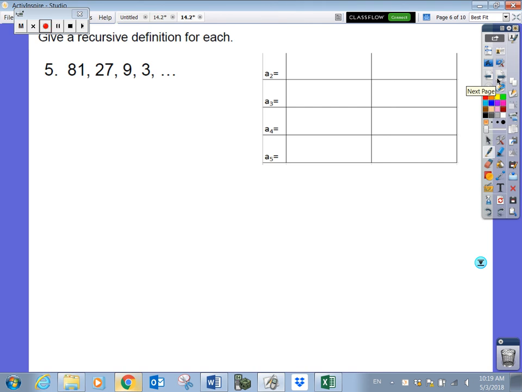All right, so now these next ones give the recursive definition. Now, this table over here, nothing that I ever have to see. This is just for if you're having trouble seeing the pattern.